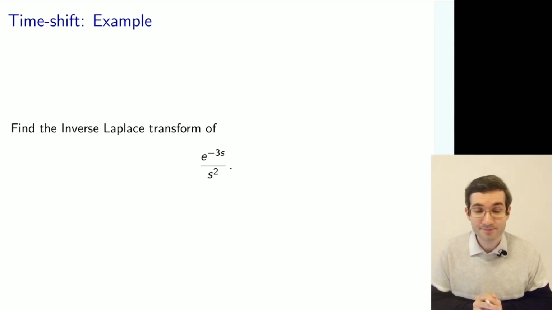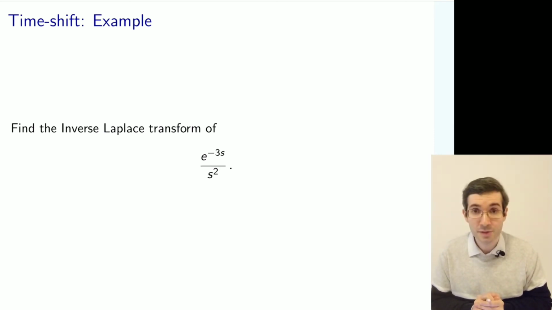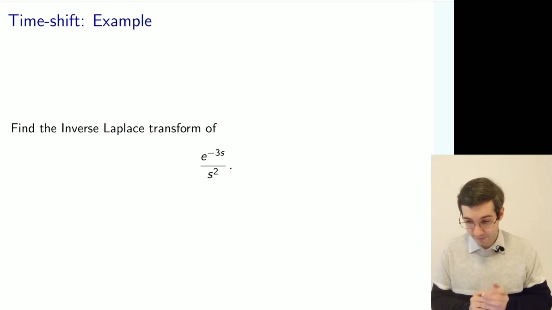Example time. You're asked to find the inverse Laplace transform of that fraction. You have an exponential in the numerator and s squared in the denominator. How to do it? Well, one way is to look at the table, but let's do it by using the time delay theorem.